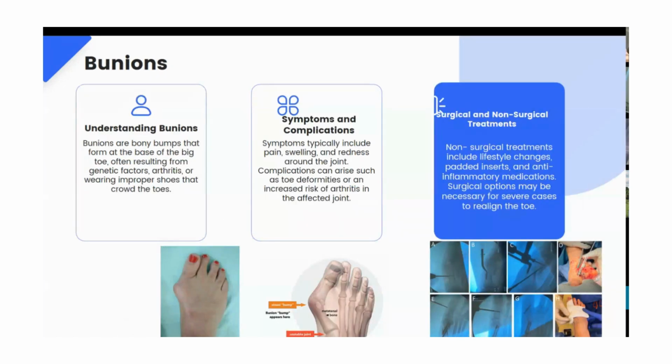Another common condition that we would see is bunions. Bunions are extremely common. It's basically some form of deformity on your big toe, and as you can see on the photo here, the bone itself changes in shape and starts to deflect, putting more pressure across the other toes of your foot.